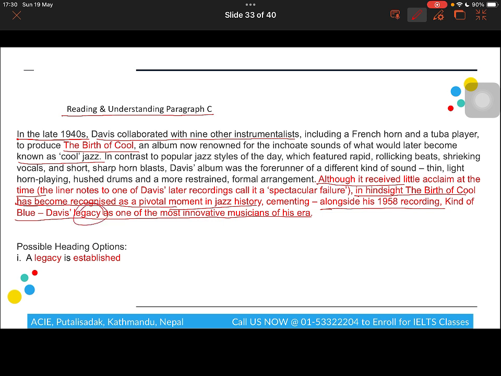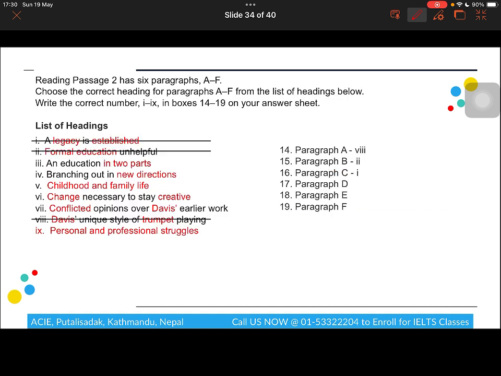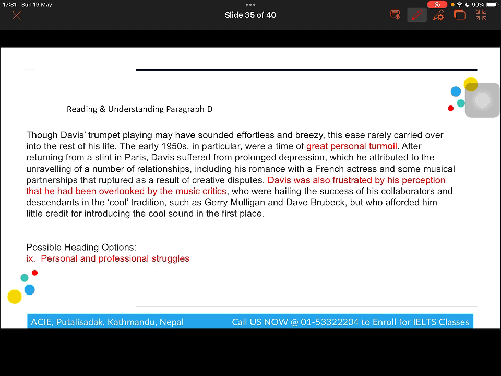So, because of the word legacy here, and as we keep on reading, even though his music was not acclaimed at that moment, a legacy was set there and then. Hence, a legacy established is a better heading for this paragraph and the objective of this paragraph. So we have chosen option number 1 for paragraph C.